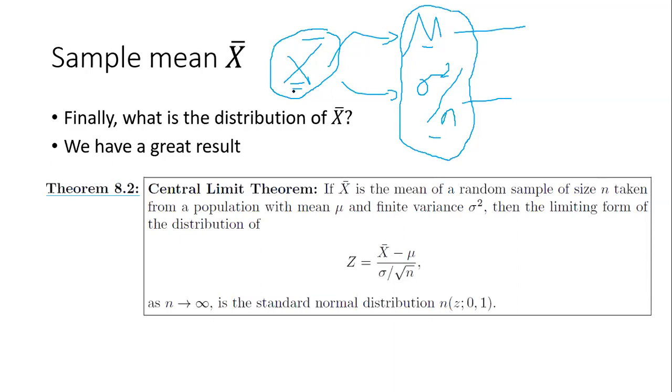Of course, this is not the exact distribution. This is the limiting form, which means this is an approximate distribution, but it works. It works most of the time. Again, in the recitation, you will solve some questions regarding the central limit theorem and the distribution of X bar.